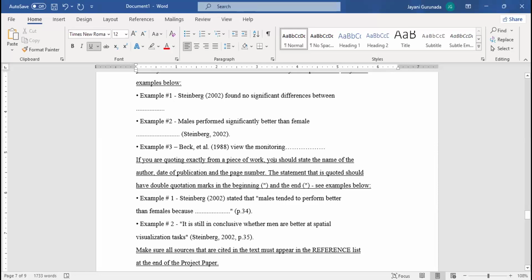If you are quoting exactly from a piece of work, you should state the name of the author, date of the publication and the page number. The statement that is quoted should have double quotation marks in the beginning. So if you are directly quoting from somewhere, මේ double quotations වලින් ගන්න. මේ quotation වලින් පටන් අරන් ඒක ලියලා quotation වලින් ඉවර කරන්න.